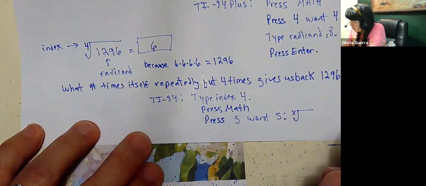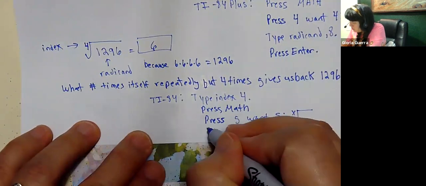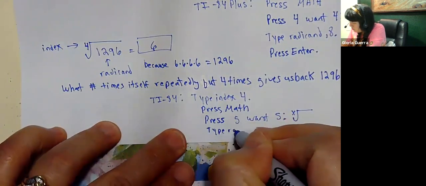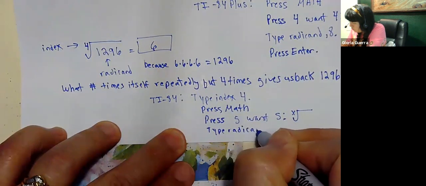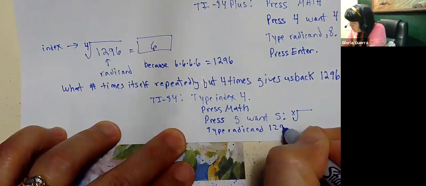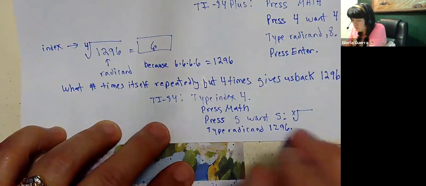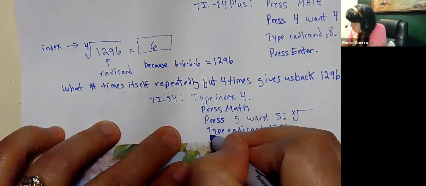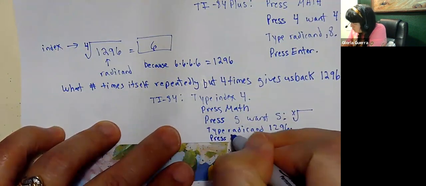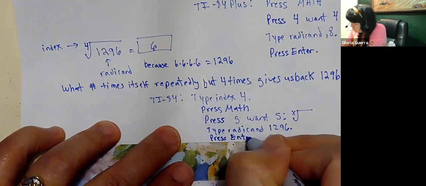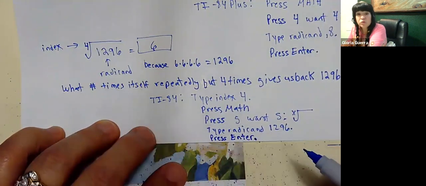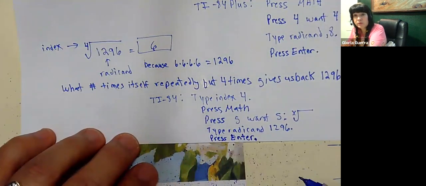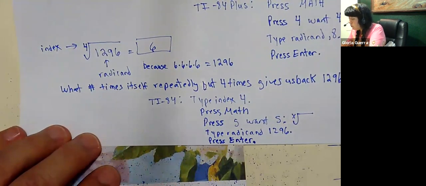Okay, and then you type the radicand, which is 1,296. Yep. And then you press the enter button, and then it would show you that it was 6. Yeah, so that's what we did. Okie doke.